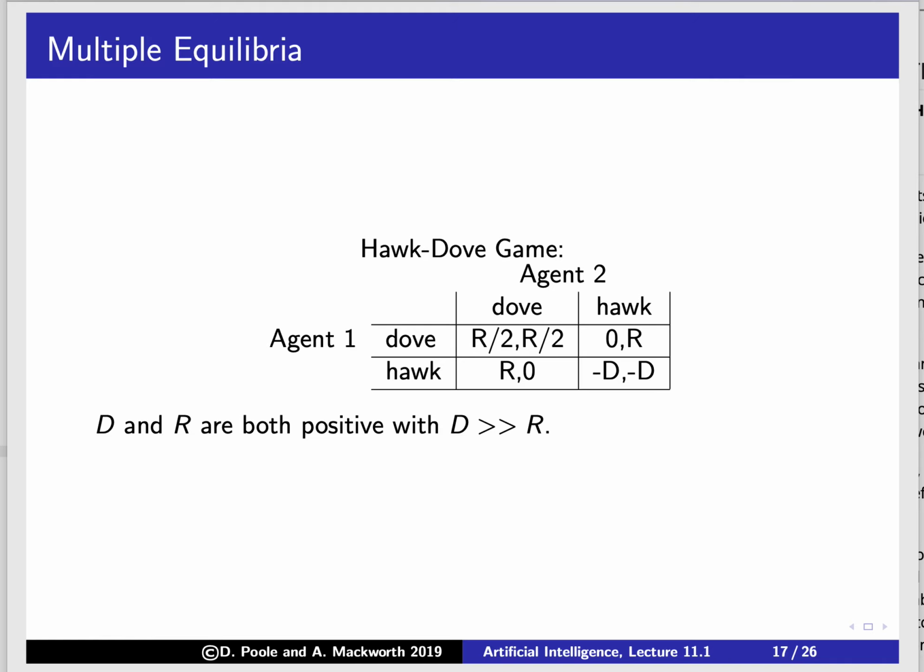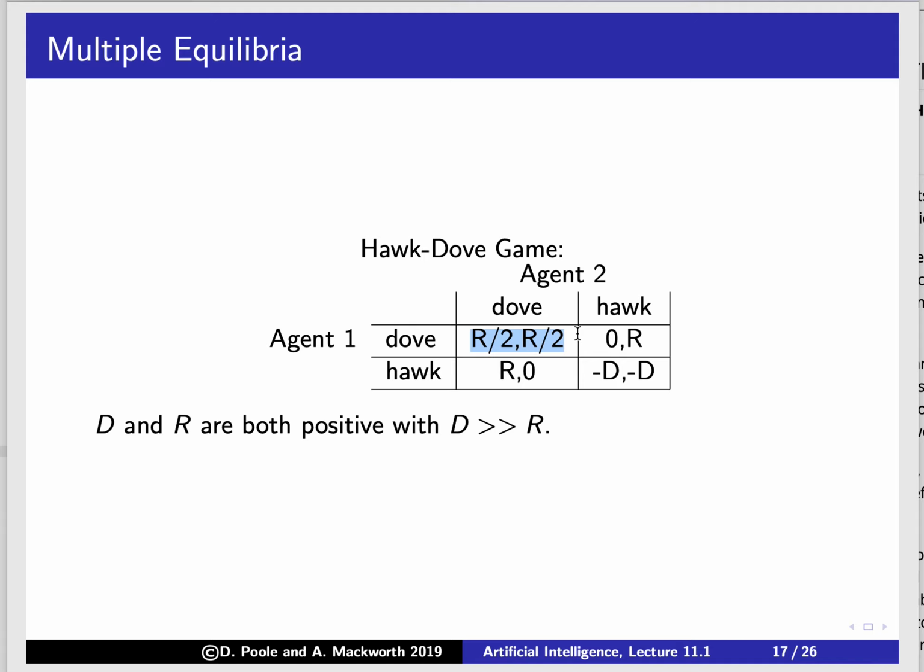So here's a game of agent 1. There are two agents. One can act like a dove, be very peaceful, and one can act like a hawk and attack. Agent 2 can also act like a hawk or a dove. If the agents both act like doves, then they get to share this resource.